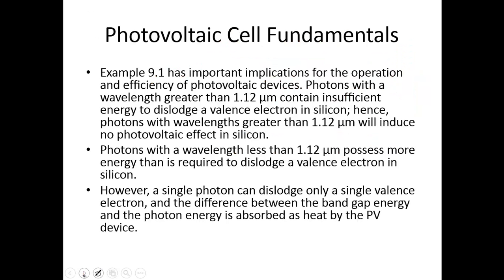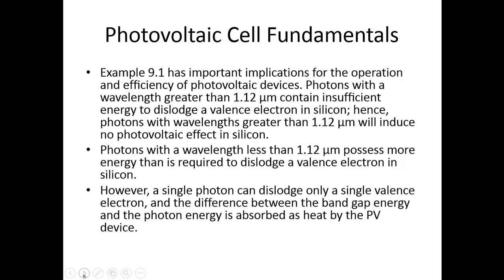So how does that relate to photovoltaic cells? Well, that example problem has important implications for the operation and efficiency of photovoltaic devices. Photons with a wavelength greater than 1.12 micrometers contain insufficient energy to dislodge a valence electron in silicon. Hence, photons with wavelengths greater than 1.12 microns will induce no photovoltaic effect in silicon.